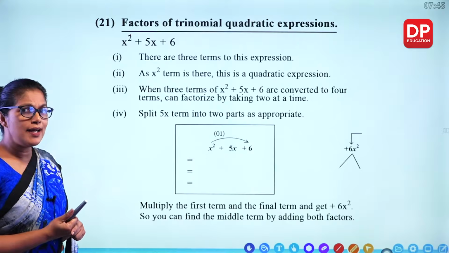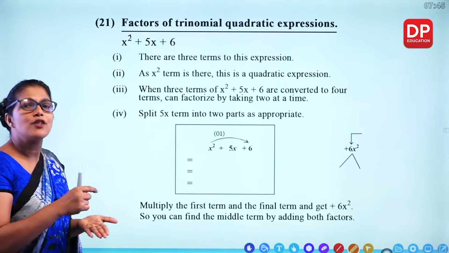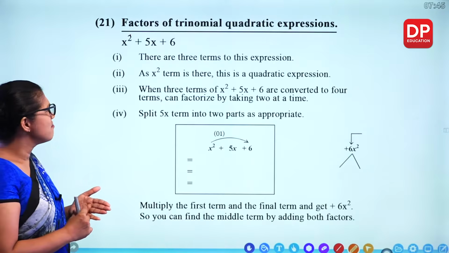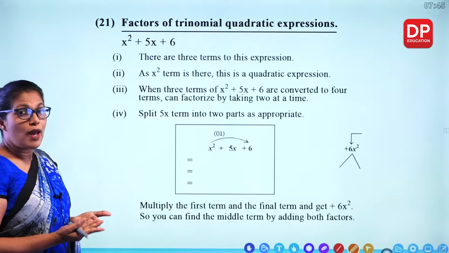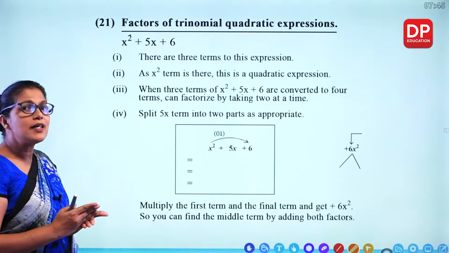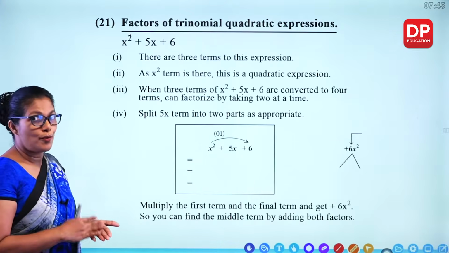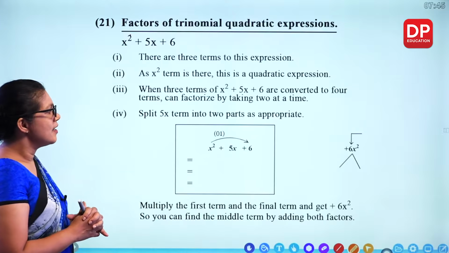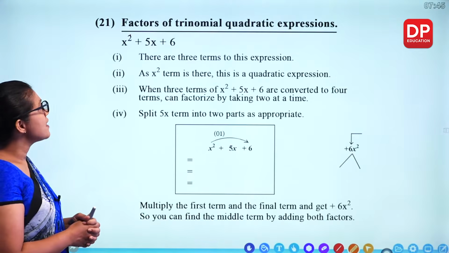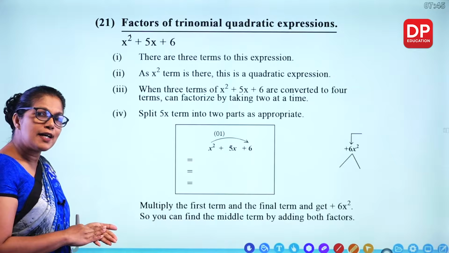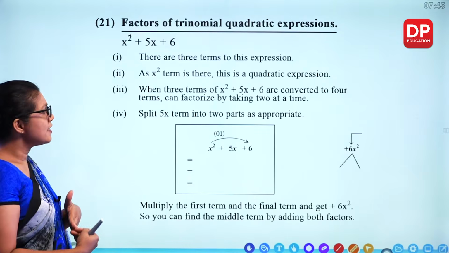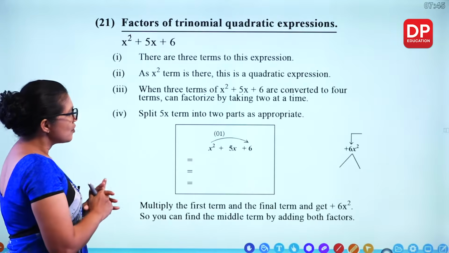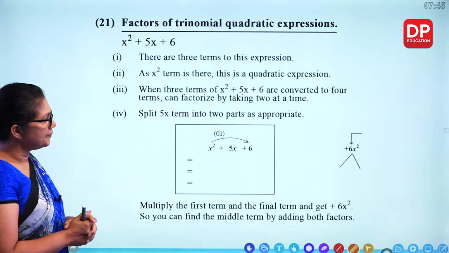So we did 3 rules. What's the third one? When you get 4 terms, take 2 terms at once and factorize. But 3 terms there. So if we can split 1 term into 2, you get 4 terms. So that's our idea. How can we factorize trinomials? 3 terms you split into 4 terms. So how are you going to do that? So this is the method.